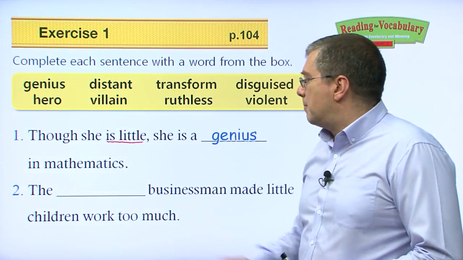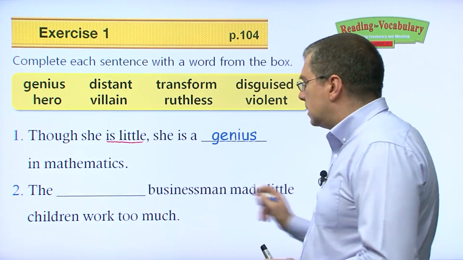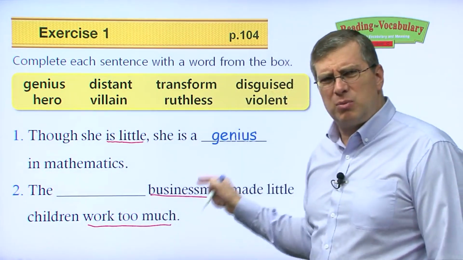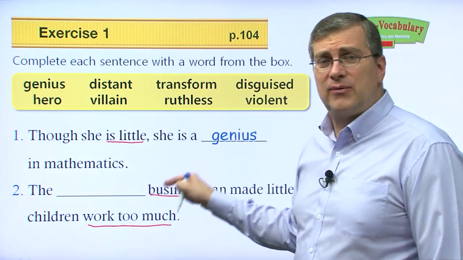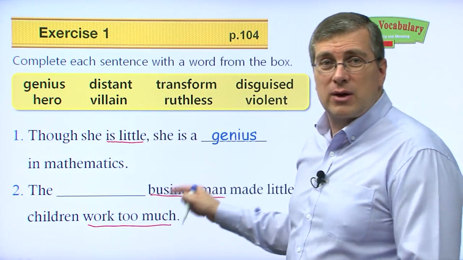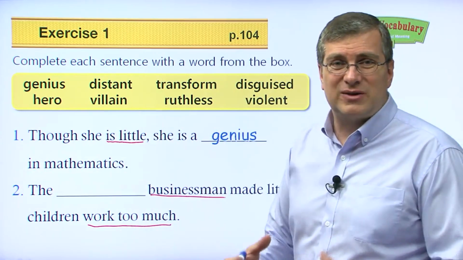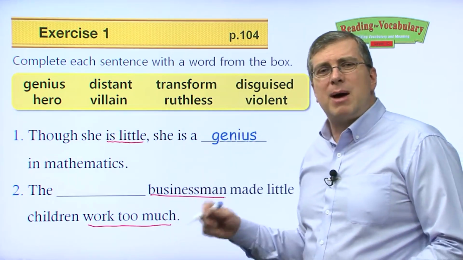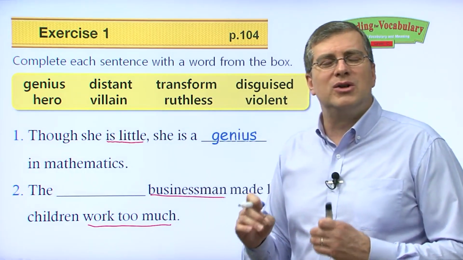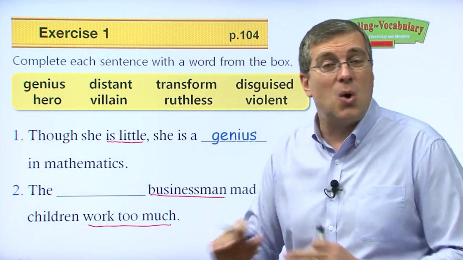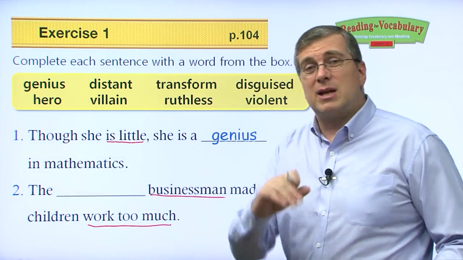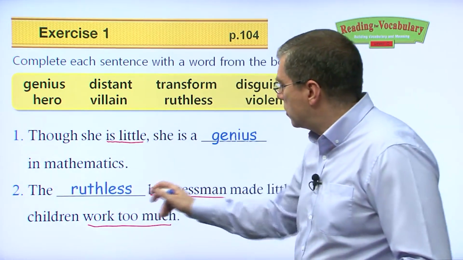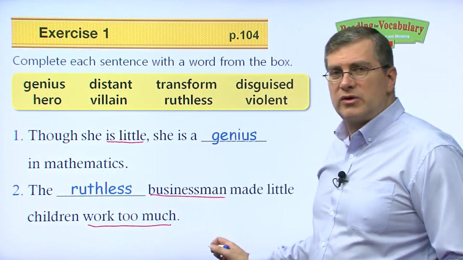Number two, the ruthless businessman made little children work too much. That's a bad businessman. Terrible. He doesn't care about the feelings or the welfare of other people. He doesn't care about other people. He just wants to get what he wants. This is really bad. Bad person. What word do we use to describe people who don't care about other people? We say that those people are ruthless. So a ruthless businessman will make children work too much.